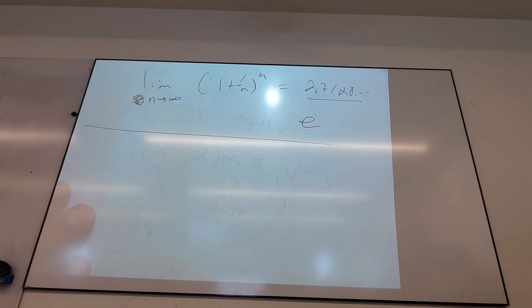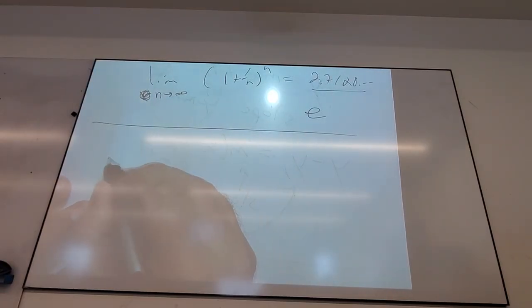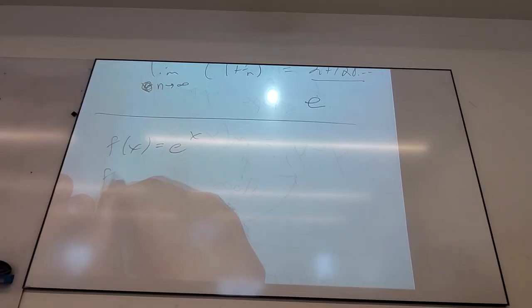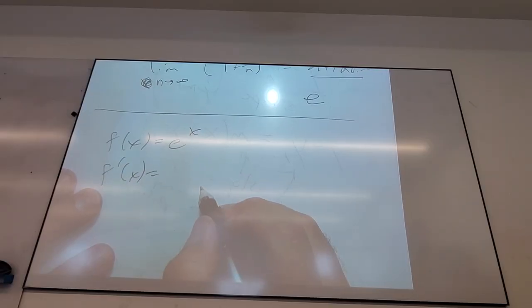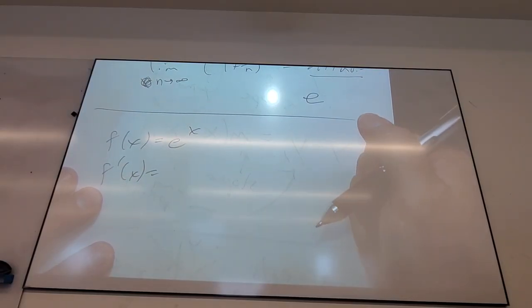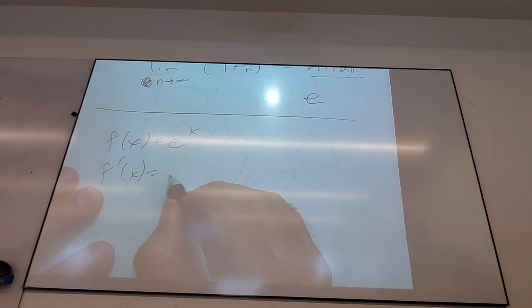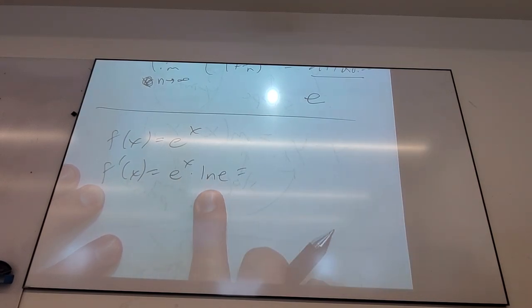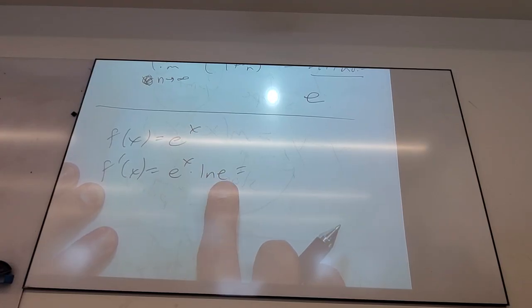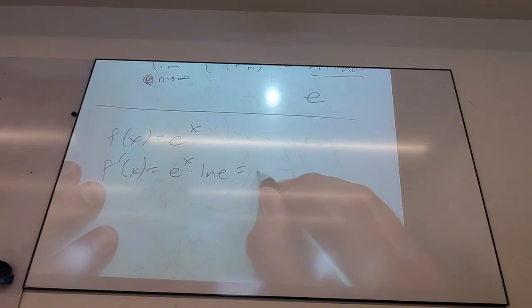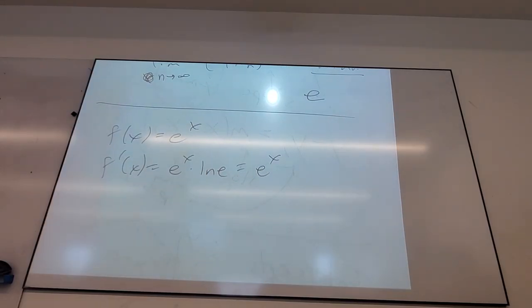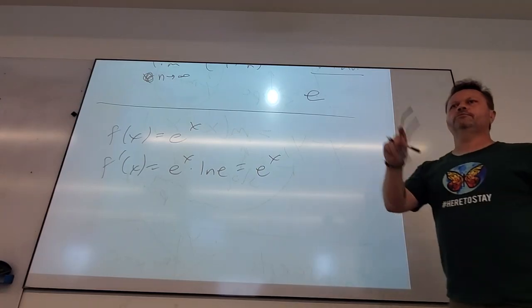Okay. So when you see this, officially, if I use the full rule, it would be e to the x times ln e. But what is ln e? The base is e. So what do I raise e to get e? What do I raise e to get e? 1. So e to the x times 1. So that is a function that is its own derivative.